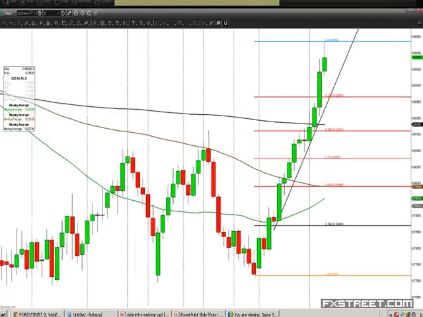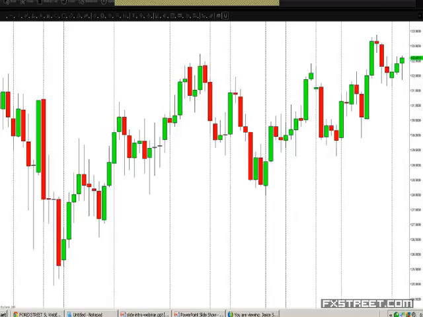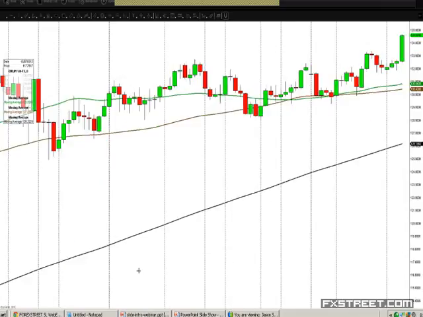New Zealand dollar, euro versus the yen. That's probably going to be the last currency I do unless anyone else wants me to have a look at something. Losing my stochastic again.